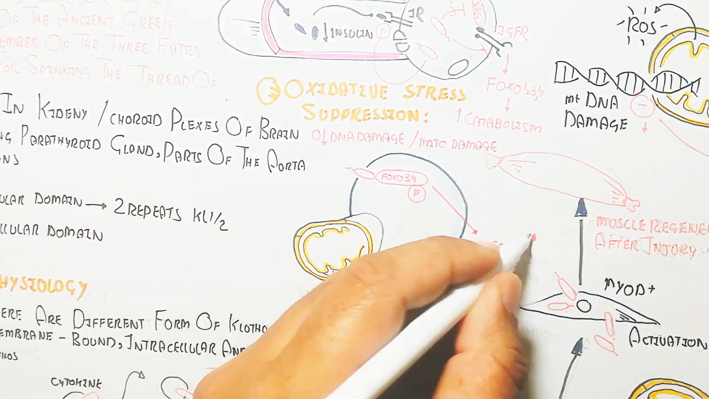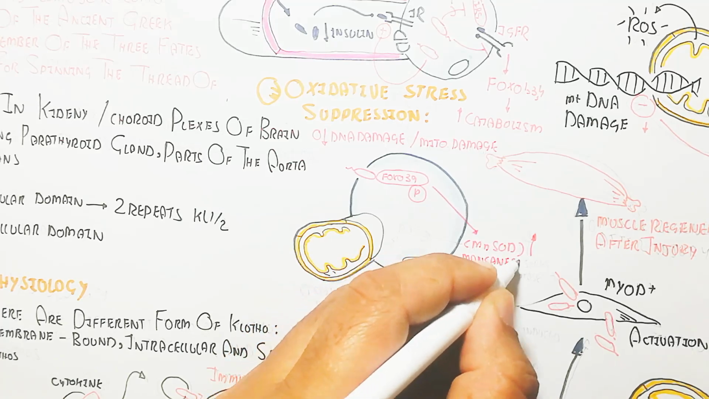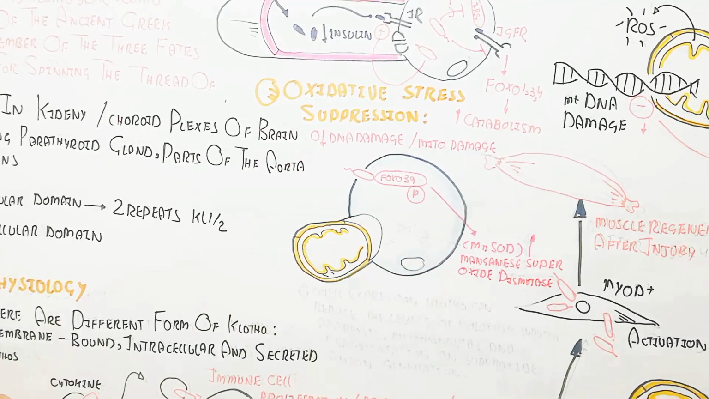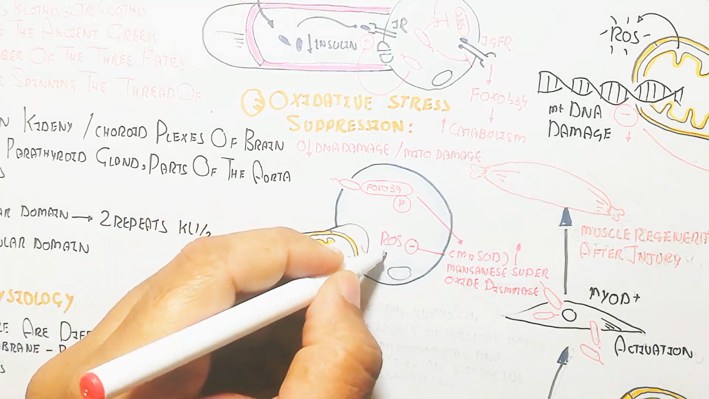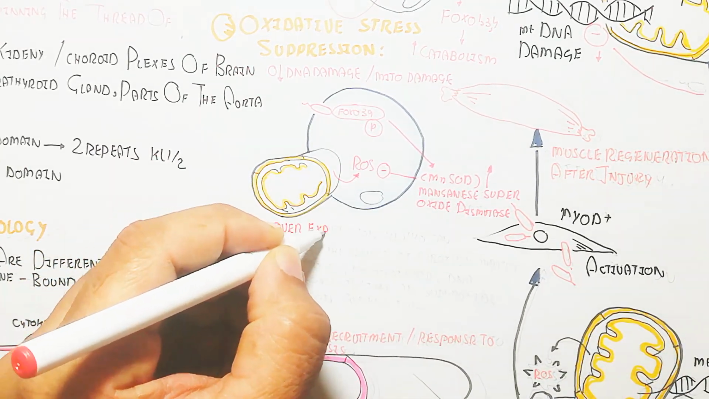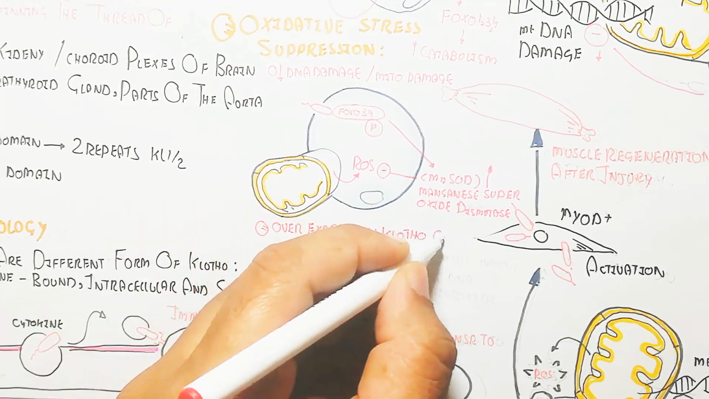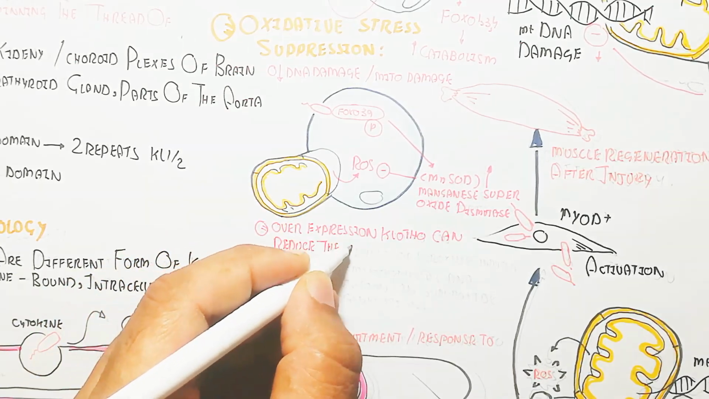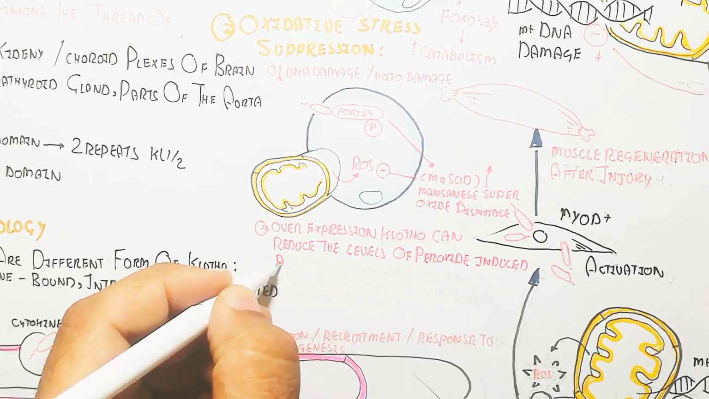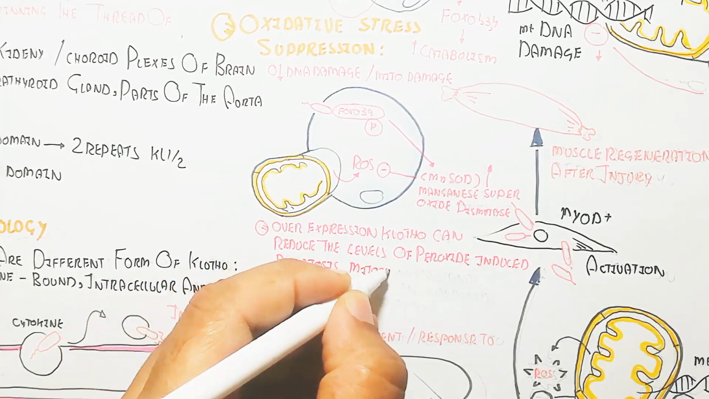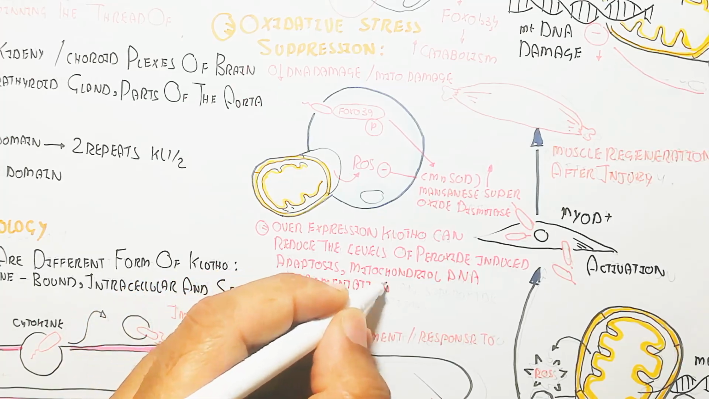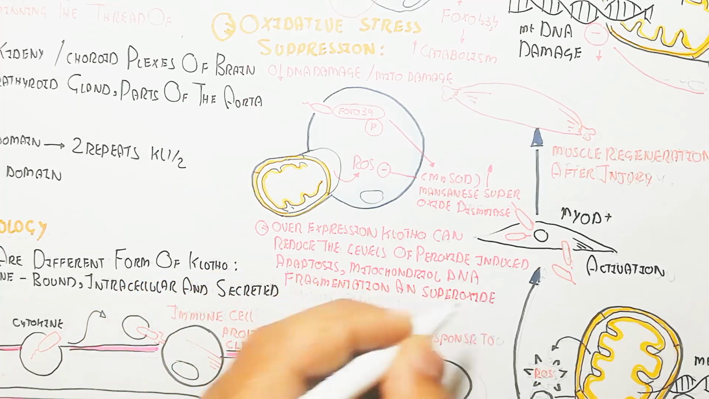An important thing you need to understand is that FOXO3A binds with Klotho after phosphorylation and activates the manganese superoxide dismutase enzyme, which will inhibit reactive oxygen species. In this way, overexpression of Klotho can reduce the level of peroxide-induced apoptosis, mitochondrial DNA fragmentation, and superoxide anion generation. I hope this makes sense.